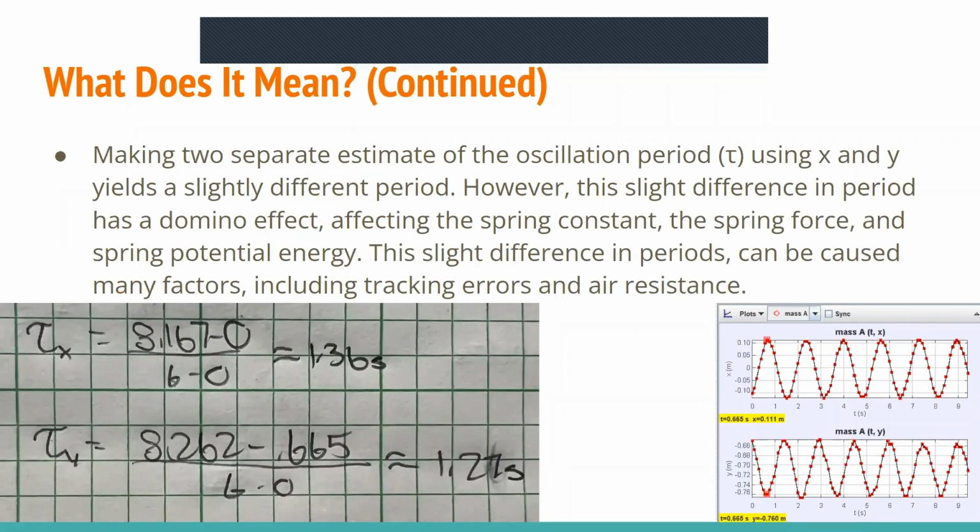Making two separate estimations of the oscillation period tau using X and Y gives a slightly different period, as you can see from this calculation. However, this slight difference in period has a domino effect, affecting the spring constant, the spring force, and the spring potential energy. This slight difference in periods can be caused by many factors, including tracking errors, as well as air resistance. And that wraps it up for Lab 4.